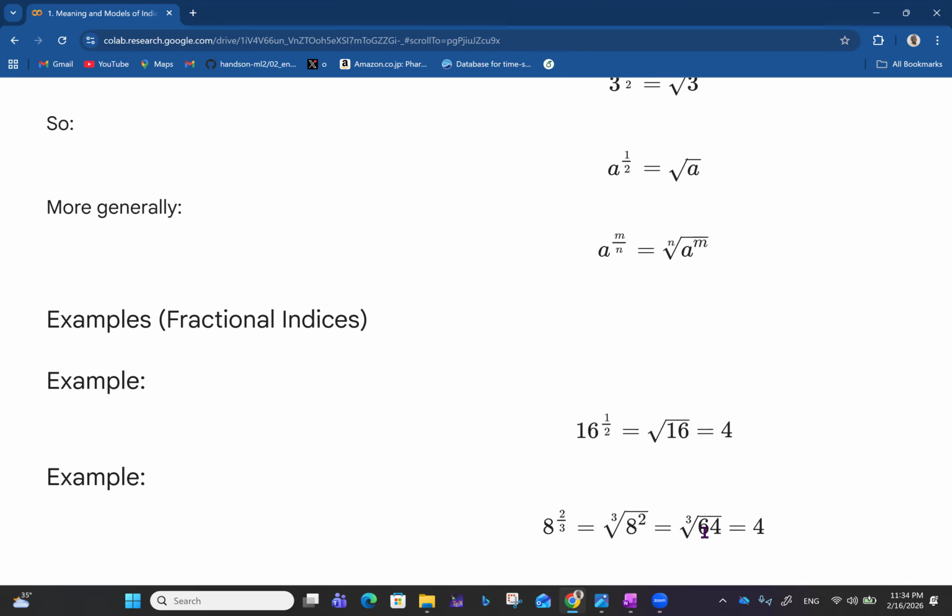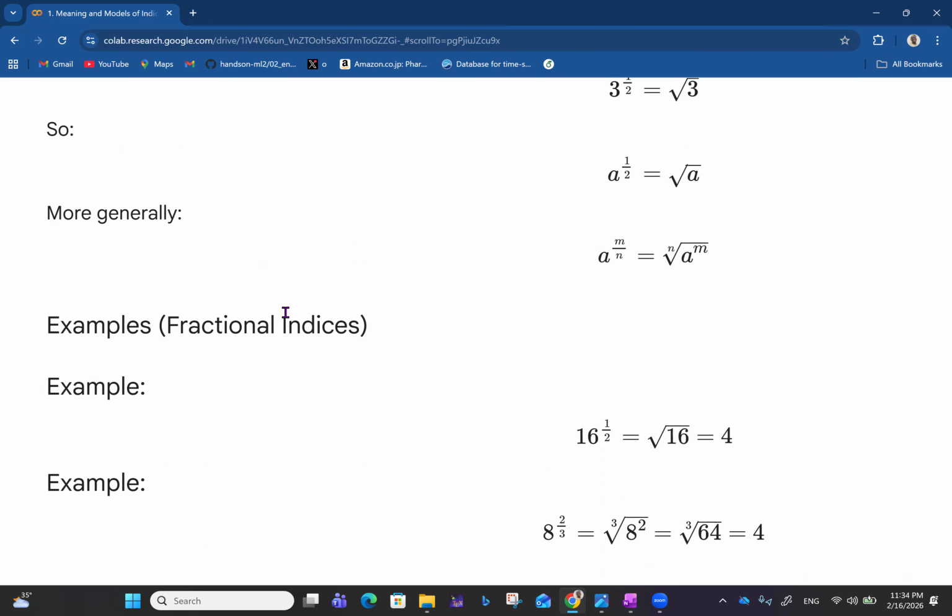Then we have another example. If you talk about fractional indices, imagine that you have 16 raised to the power half. Of course, raised to the power half means the square root of 16, and the square root of 16 is 4. And then you have 8 raised to the power 2 over 3. That means the cube root of 8 squared, and 8 squared is 64. So the cube root of 64 is 4.